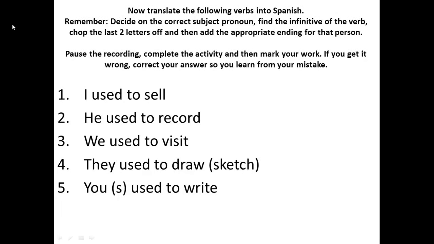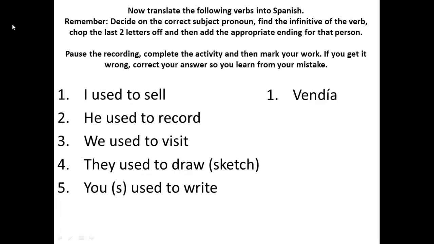Now translate the following verbs into Spanish. Remember, decide on the correct subject pronoun, but you don't need to use it unless you need to clarify who you're talking about. Find the infinitive of the verb, chop off the last two letters, and then add the appropriate ending for that person. Por ejemplo, número 1. I used to sell. Vendía. This is because you look up sell and you find vender, which is the verb to sell. You chop off the ER, and because it's an ER verb, you add ía, vendía. Okay, pause the recording and then complete the activity and then mark your work. And if you get it wrong, correct your answer so you learn from your mistake.